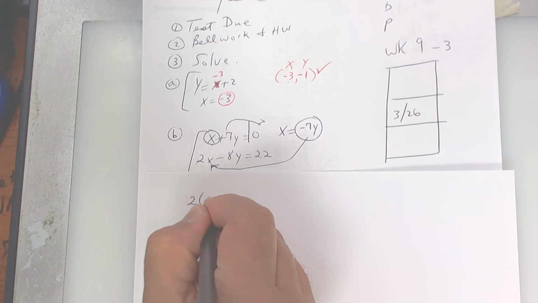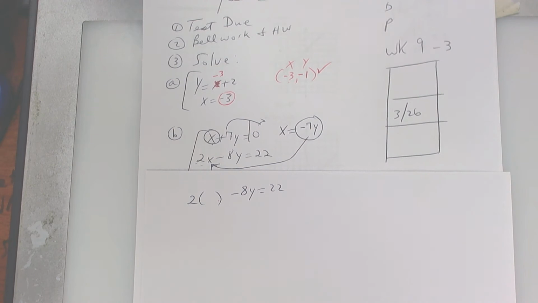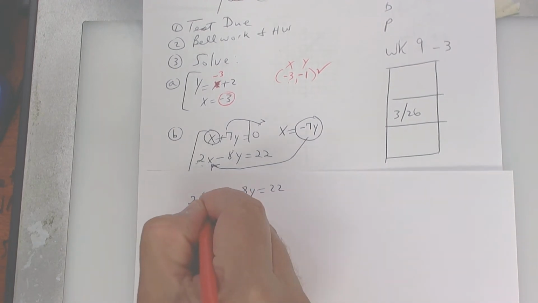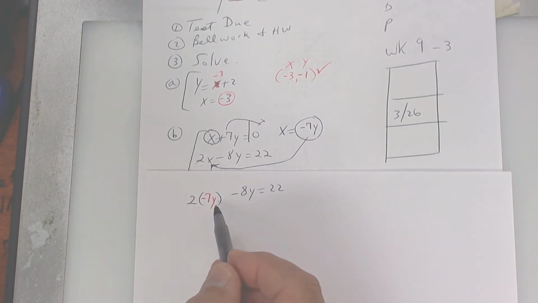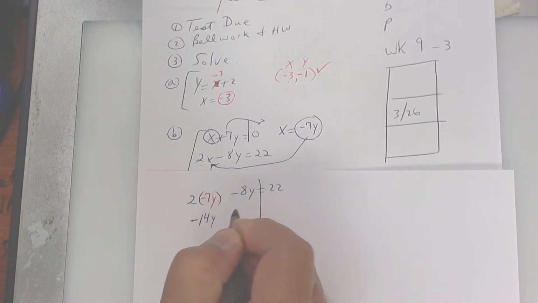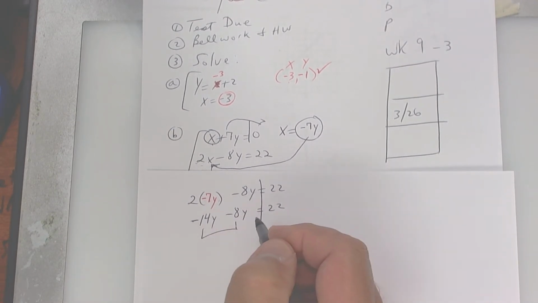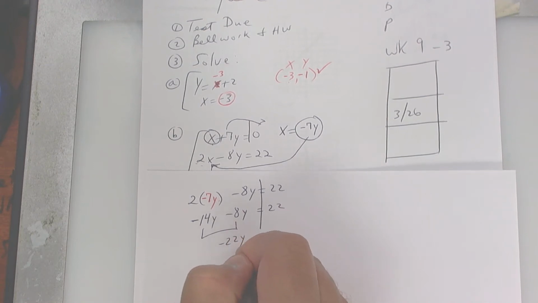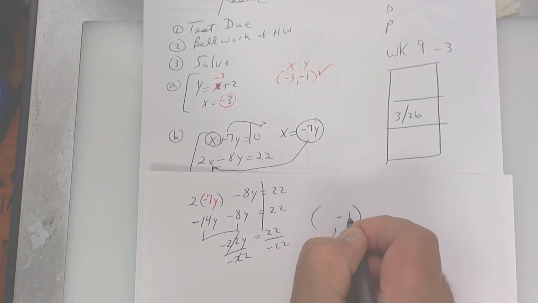So you're going to have 2 times your substitute, and that's going to be -7y. Now notice what happens here. You should have all of the same variable. In this case, we have y's. If you have x's and y's, you put it in the wrong spot. So this is -14y minus 8y is equal to 22. These are like terms, so you're going to add that up and get -22y is equal to 22. You're going to divide by -22, and you're going to get y is equal to -1.